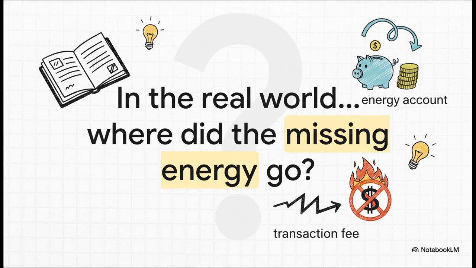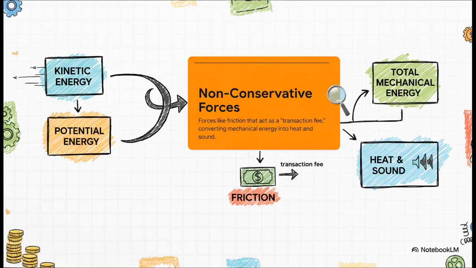There's a shortfall. Where did the energy go? Well, it went to paying a tax, or maybe a transaction fee. That's all things like friction and air resistance are. They're the universe's service charges. And listen, the energy isn't just gone. It didn't disappear. It was just converted into other forms, usually heat and sound.